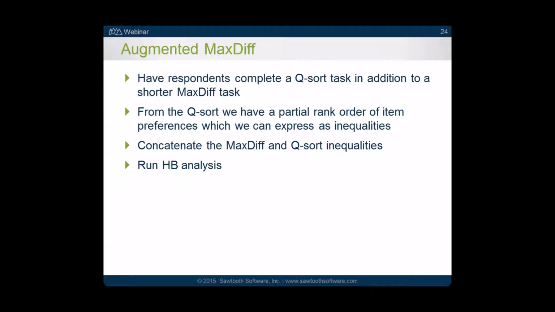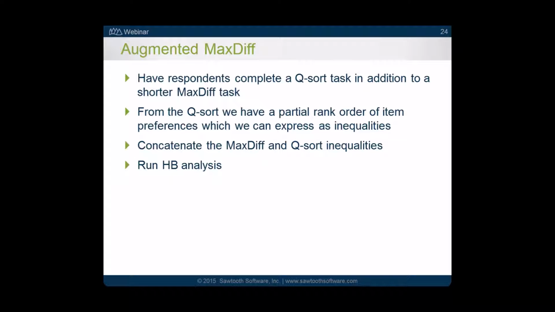The first one is called augmented MaxDiff. Here, respondents complete a Q-sort task in addition to a short MaxDiff task. The specific Q-sort task here was a very simple one. Let's say we had 40 items in our MaxDiff. They would have respondents sort the 40 items into 4 buckets. There would be one bucket that contained the 10 most important, one bucket that had the next 10 most important, the next 10, and then a final bucket that had the 10 least important.